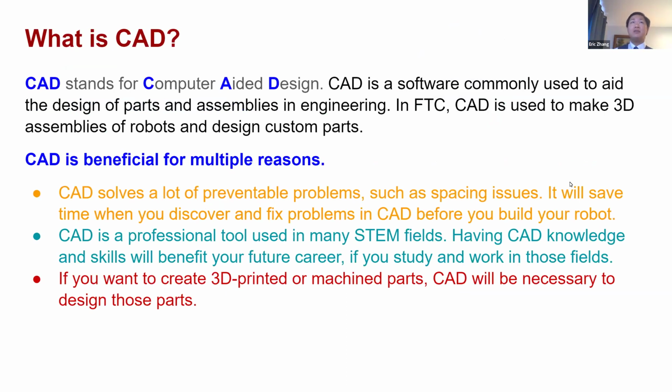So what is CAD? Well, CAD stands for Computer-Aided Design. CAD software is commonly used to aid the design of parts and assemblies in engineering. In FTC, CAD is used to make 3D assemblies of robots and design custom parts. CAD is beneficial for multiple reasons. First of all, CAD prevents a lot of preventable problems, such as spacing issues. It will save you time when you discover and fix problems in CAD before you build your robot.